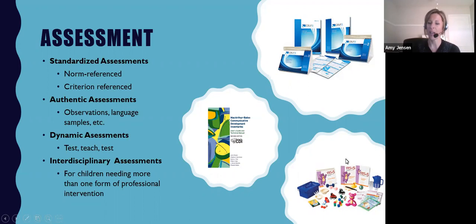The PLS-5, I just wanted to point this one out because it shows some of the challenges of working with our younger kids. So this is particularly good for young children, preschoolers. And it's great because it has toys in it. So assessment as play. This is very important for that younger population.